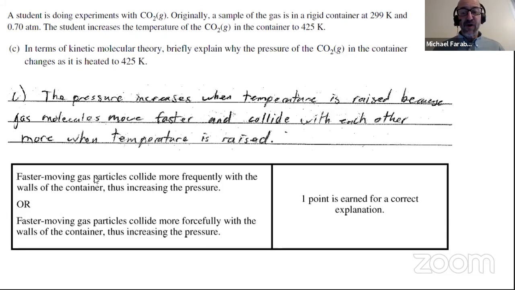So what they did wrong is they said that the particles are colliding with each other instead of with the container walls. Gas pressure has to do with collisions between the particles and the container walls. That's a very minor thing you might think, but in fact, it did cost them the point in this particular explanation. So again, be careful with your word choice in terms of understanding the concepts.